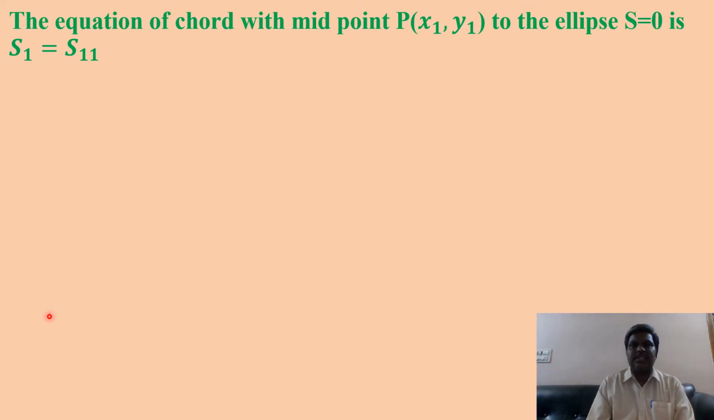What is given to you? Ellipse equation is given to you. (x1, y1) is the midpoint of chord of the ellipse. Then we have to show that its equation is S1 equals S11.